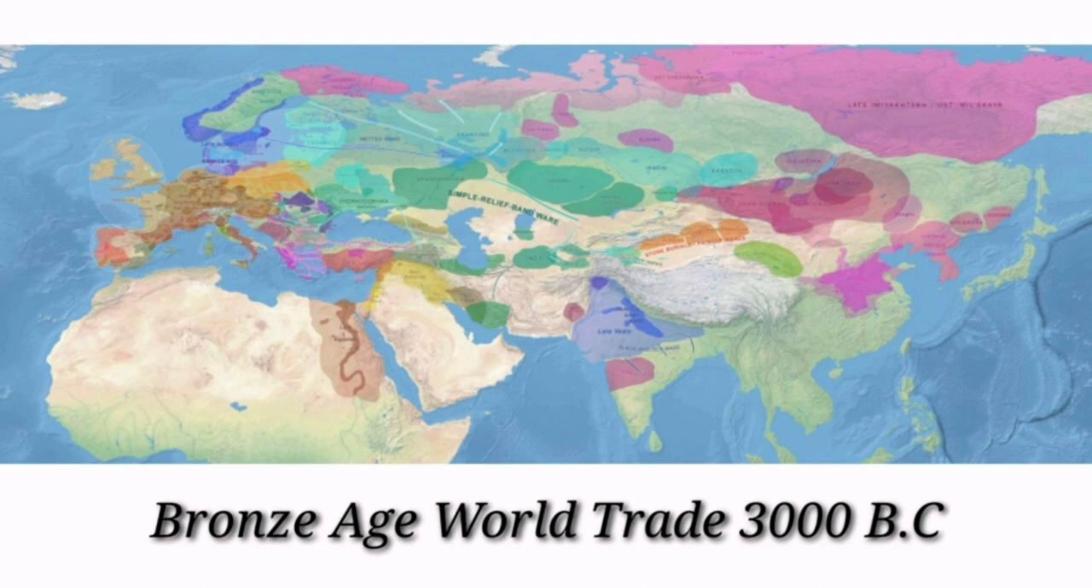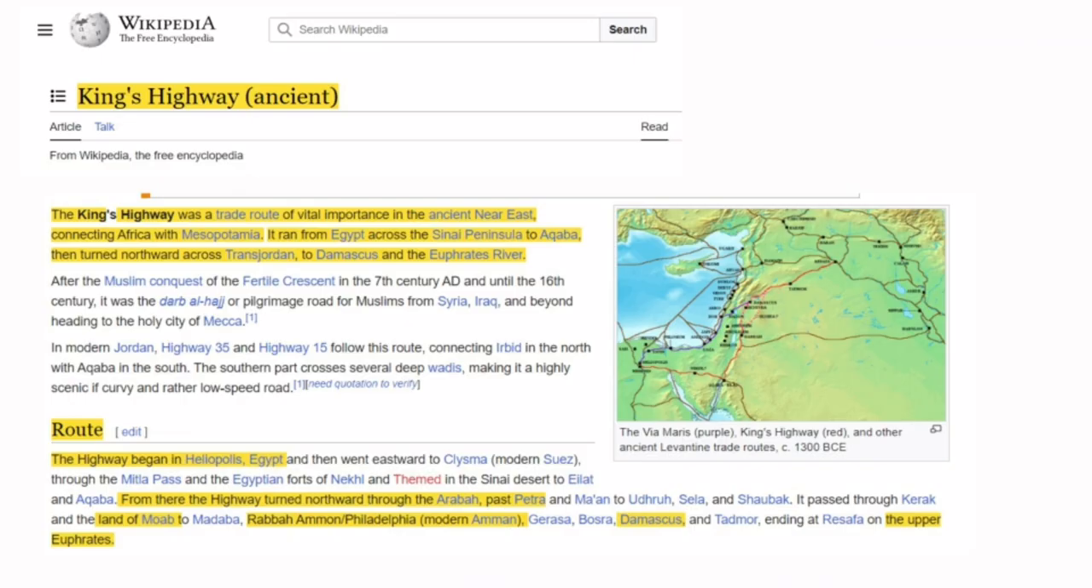This gigantic global world trade system existed from Britain, Germany, France, Spain, Italy, Greece, to the Levant, Turkey, Iraq, Mesopotamia, Egypt, North Africa, East Africa, Saudi Arabia, Iran, India, Central Asia, all the way to China and beyond to the Pacific Islands. In the center of this global trade network existed an ancient economic corridor or trade route. The name of the trade route was the King's Highway.